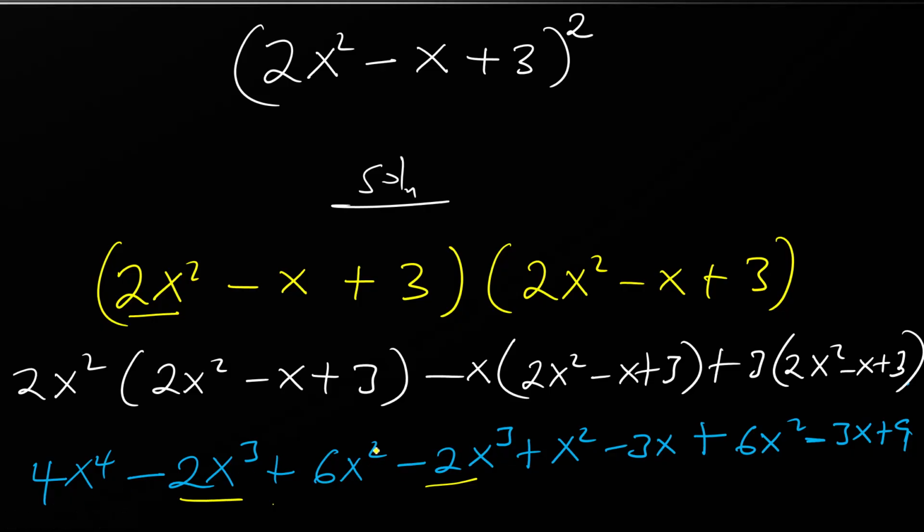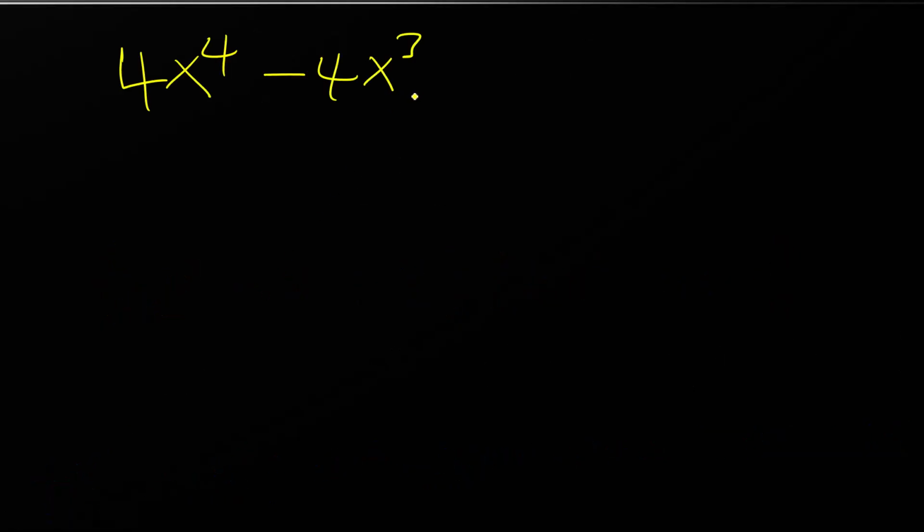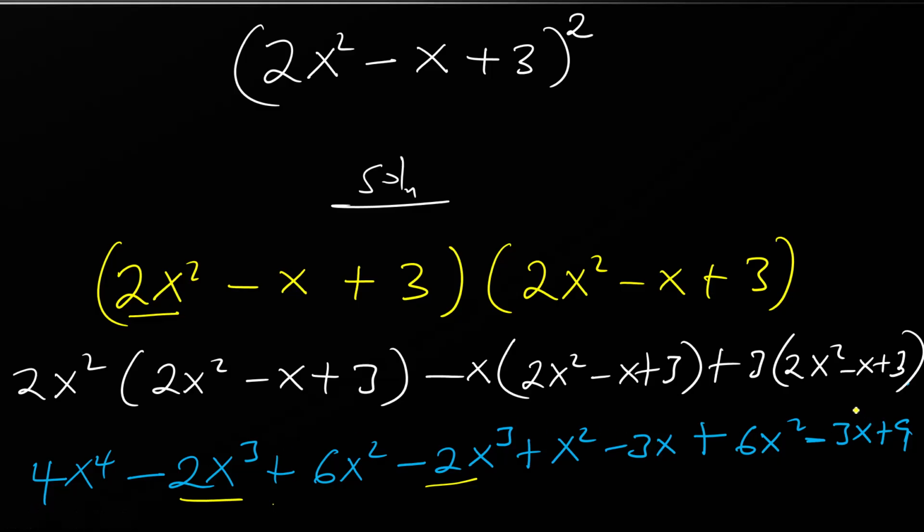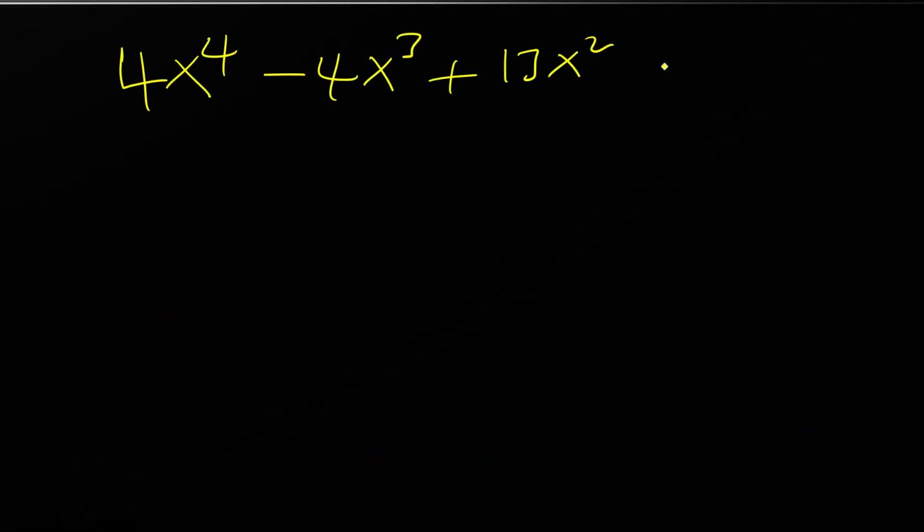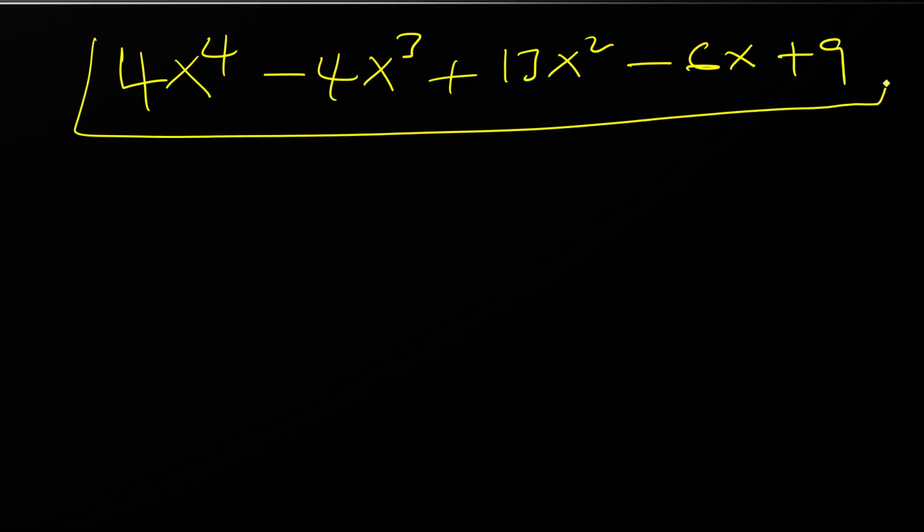So x squared, 6x squared, 7x squared. So plus 6 will be 13x squared. So 13x squared, okay. And we have x minus 3, that is minus 6. Okay, I think that's all. So minus 6x plus 9. So this is the final answer.